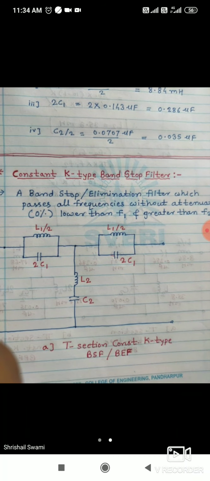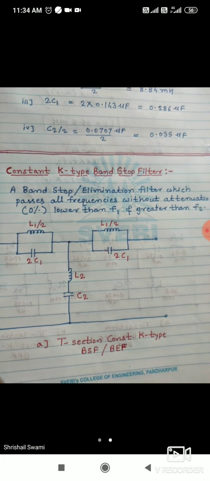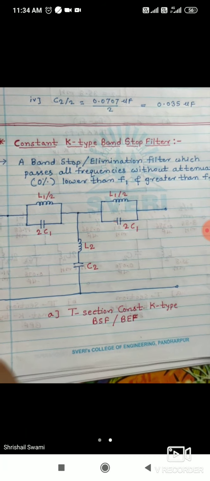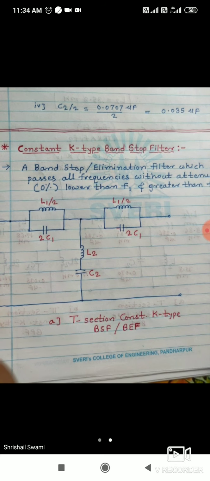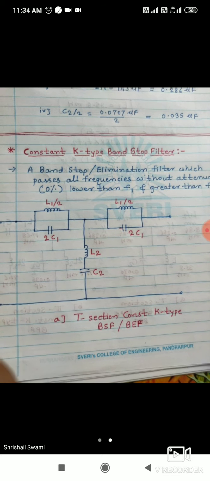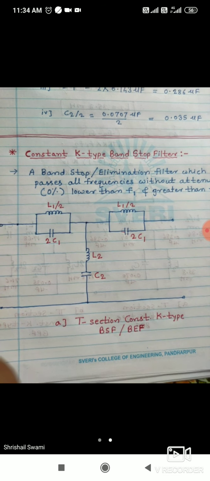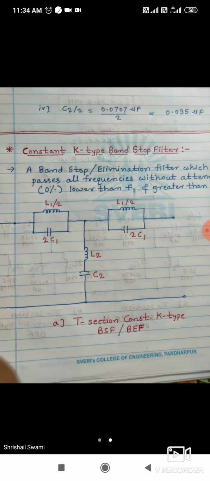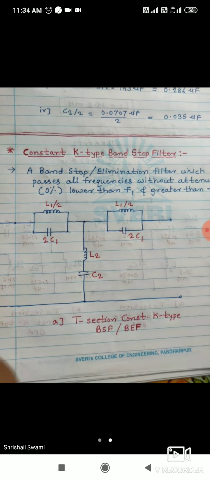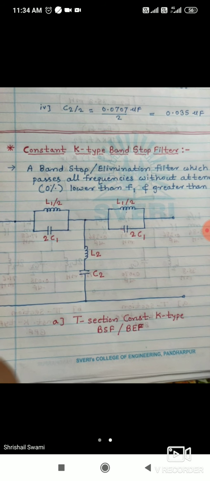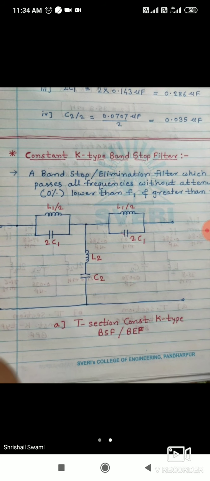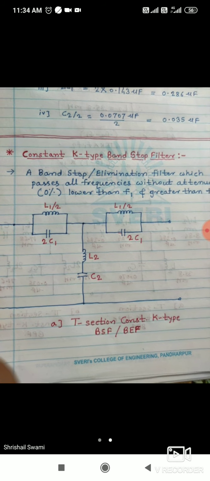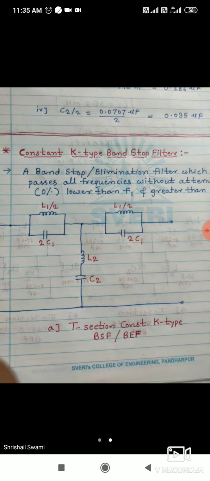Okay. Good morning, everyone. In the last lecture, we discussed the constant K-type bandpass filter. Up to now, we have completed the constant K-type low-pass filter, constant K-type high-pass filter, and constant K-type bandpass filter. So, today we are going to learn the last one, the constant K-type band stop filter. It is also known as band elimination filter.